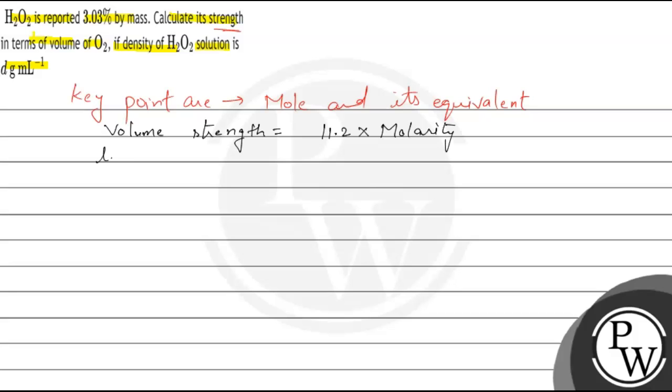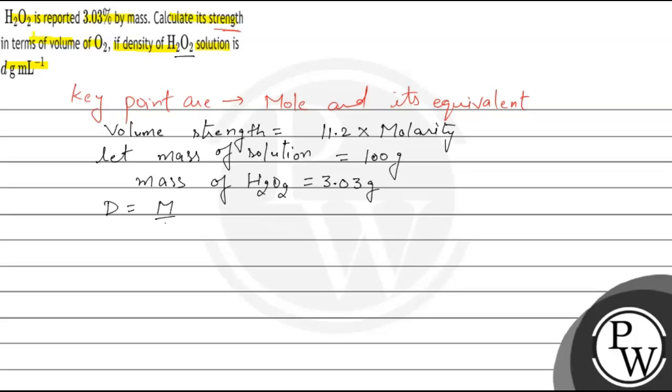So let mass of solution is equal to 100 gram. So mass of this H2O2 is equal to, here they said 3.03%. So it will be 3.03 gram. Now as we know density is equal to mass upon volume.